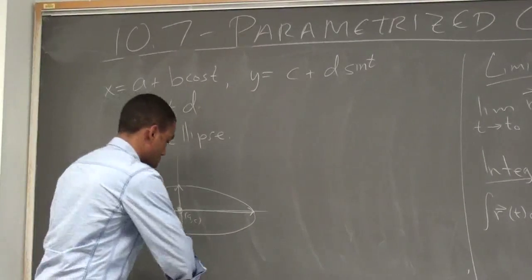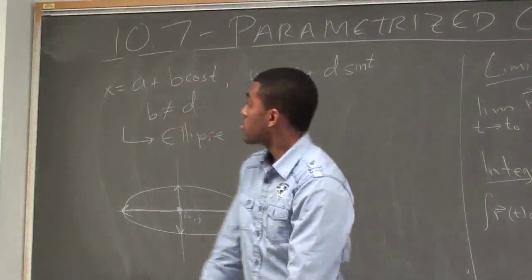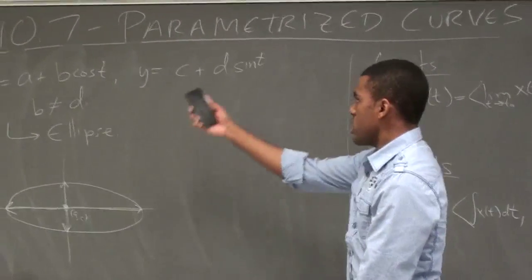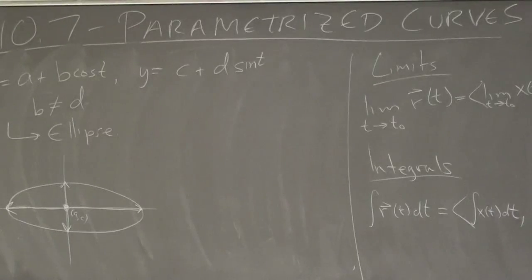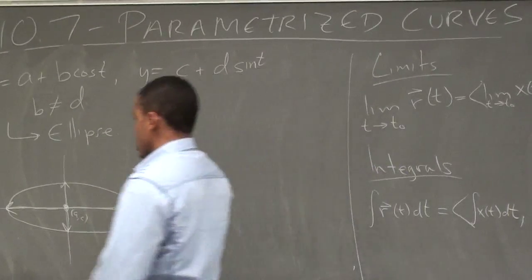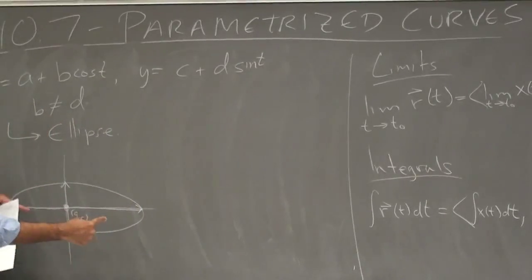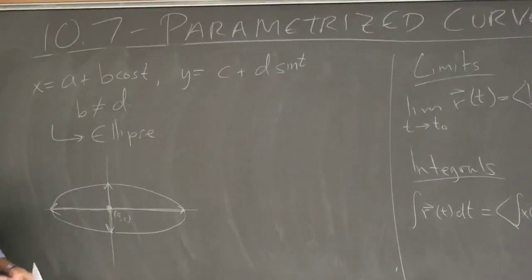This is how we get a circle. And if b and d were the same, it would be a circle. You're back in the situation where you have r and r, so you just get a circle. It means your major axis and minor axis would be the same length, which is just the radius of the circle.